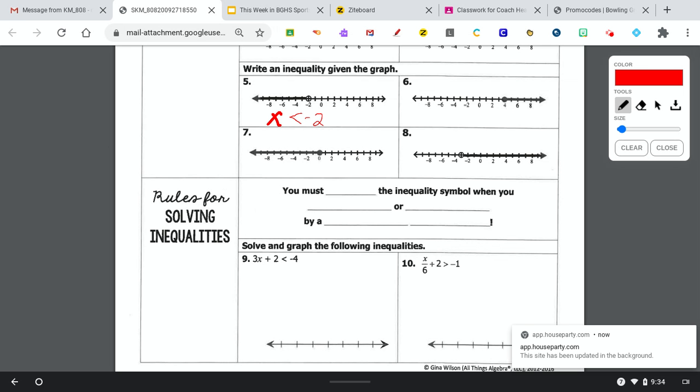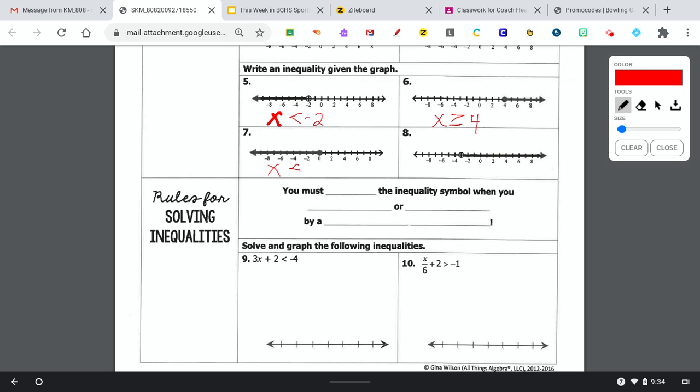Look at number 6. I'm going to put my variable here. It's a closed circle, and it's going to the right. So I'm going to draw my mouth to the right. And since it's closed circle, I'll put the or equal to sign. And it's on 4. Look at number 7. I put my variable. It's a closed circle, going to the left. So I put my mouth going to the left, and since it's closed circle, I'll put the line under it. And it's on 0.